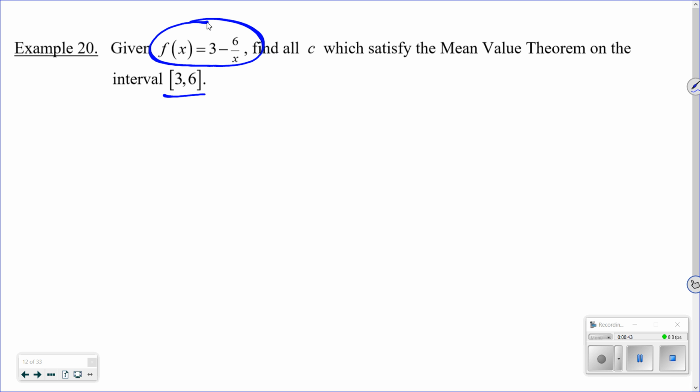Well, if you look at that, the only time it's not continuous is when x equals 0. So it's not continuous at 0. So from the interval from 3 to 6, it is continuous. So we're good there. The second thing is, is it differentiable on the interval from 3 to 6?